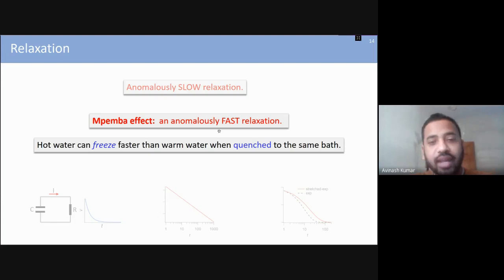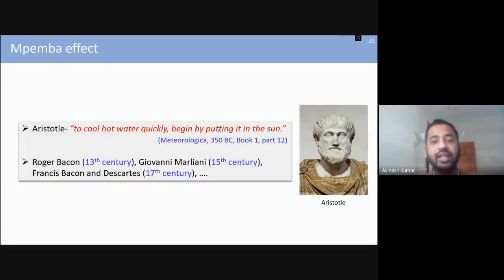But to argue with the fact that it's a new effect, I would say that its history actually dates back to Aristotle, 250 BC, when he realized the effect of the history of heating a sample on its freezing time. And thus he argued that people, when they wanted to cool hot water quickly, generally begin by putting it in the sun.